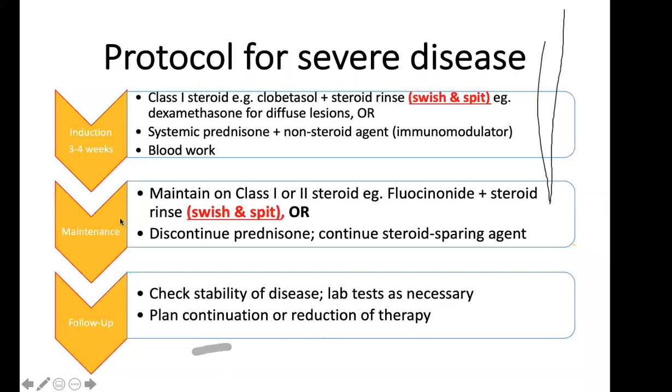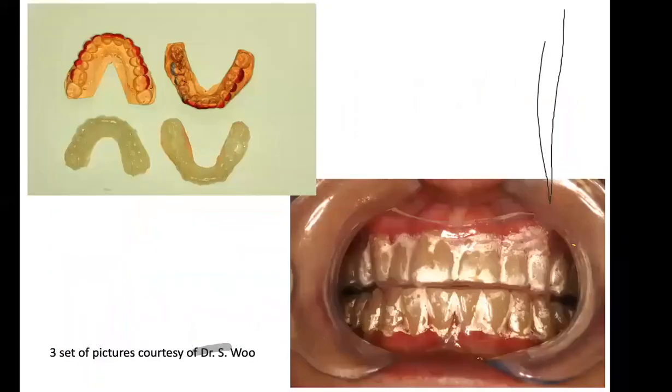Then you go to maintenance state when you've got your disease under control with either a class 1 or class 2 steroid like fluocinonide with swish and spit, or you can discontinue steroids altogether and then go with only steroid sparing agents like tacrolimus. So again, after a few weeks, the follow-up, check the disease status, lab tests, typically CBCs, and then you plan on whether you want to continue your treatment or there's going to be reduction in the dosage of the drugs that you're giving your patients.